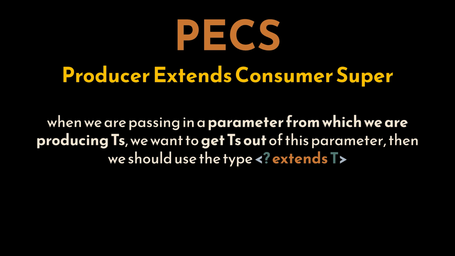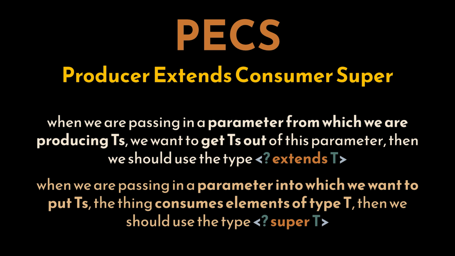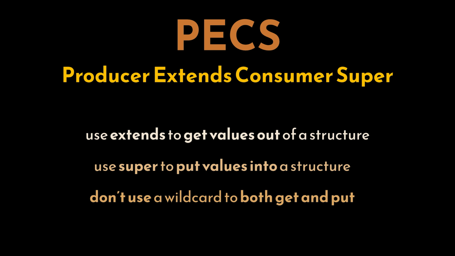So, if T is a producer, which means when we are passing in a parameter from which we are producing T's, we want to get T's out of this parameter, then we should use the type ? extends T. Whereas, if T is a consumer, which means when we are passing in a parameter into which we want to put the T's, the thing consumes elements of type T, then we should use the type ? super T. In short, use extends to only get values out of a structure, use super to only put values into a structure, and don't use a wildcard to both get and put.